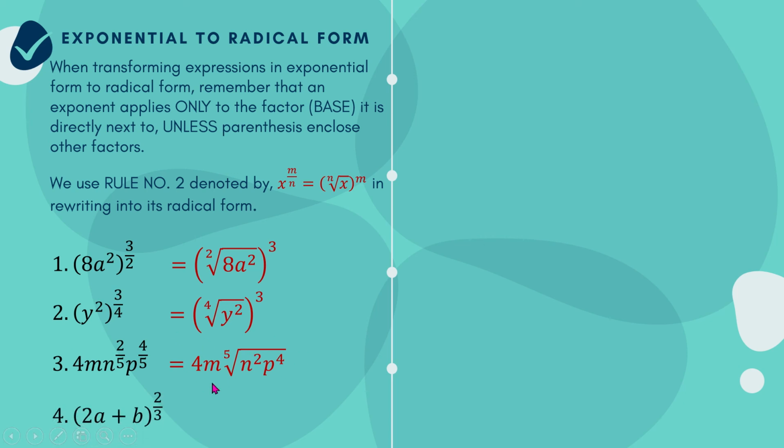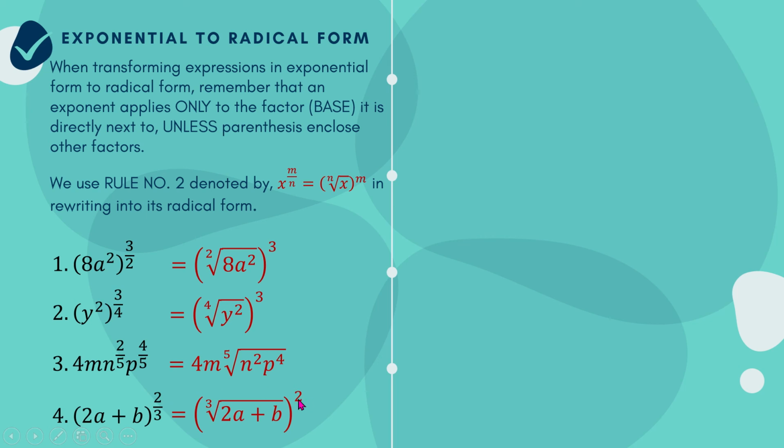Last example for this portion. The base is a binomial. Ang number 1, 2 ug 3 puro monomial. Ang number 4 kay binomial, 2a plus b enclosed sa parentheses raised to exponent 2/3. How do we rewrite this one? So ang unang radical symbol is 2a plus b. The index is 3 since ang denominator nato kay 3. The numerator is 2, so therefore ang exponent kay 2.